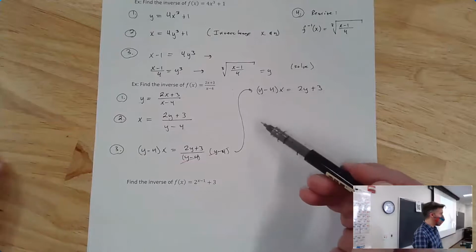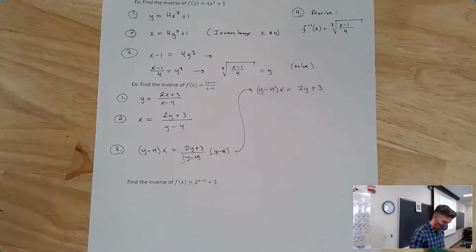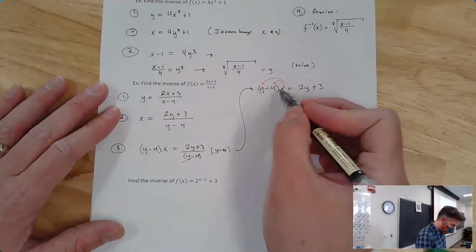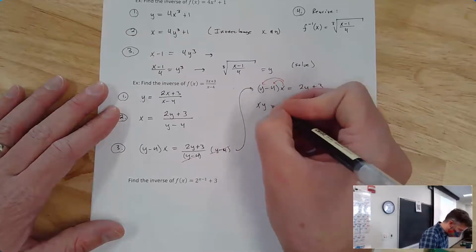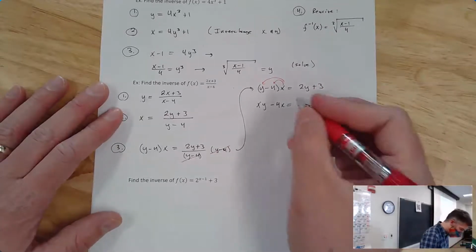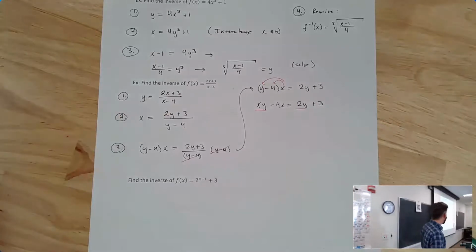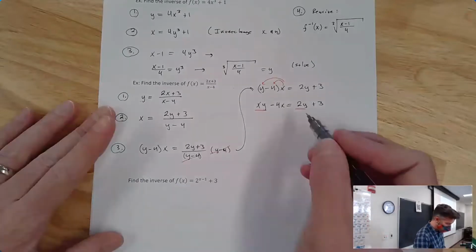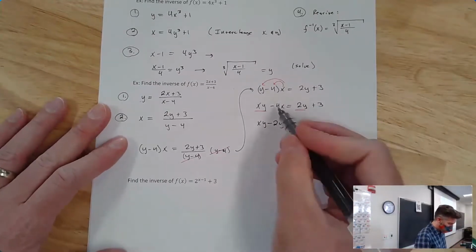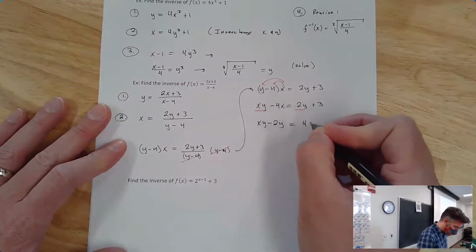So to be able to isolate y's, we have to group all the y's together. Before we can do that, we have to distribute this x. So x times y is xy, and x times negative 4 is minus 4x. Now I want to group all of the y things on one side and all of the not y things on the other side. It doesn't matter which side you pick. I usually try to pick sides so that there are more positive things than negative, but it doesn't really matter. I'm going to bring my y things to the left. So I'm going to have xy minus 2y. And then I'm going to bring my not y things to the right. So I'm going to have positive 4x plus 3.